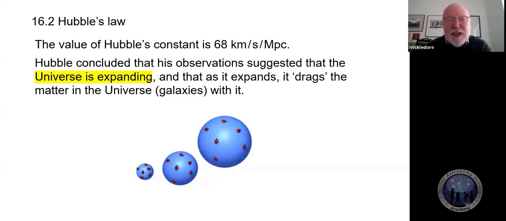In other words, if a galaxy is a megaparsec away, it will have a recession velocity of 68 kilometers per second. If it's 5 megaparsecs away, it'll have a recession velocity 5 times 68 kilometers per second.